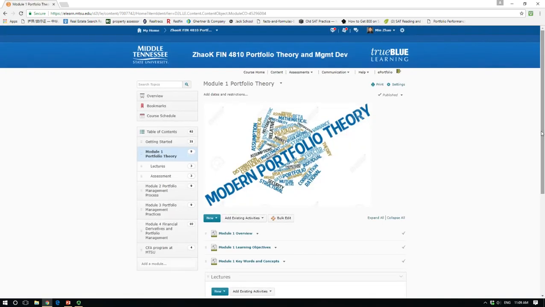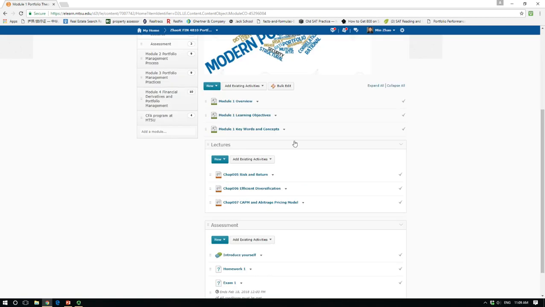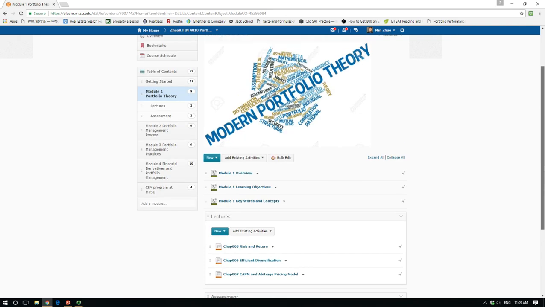Okay, this module is about portfolio theory, and for the entire course we have 4 modules to go through, and I would say that the first module is the most challenging one because of its quantitative nature. But I will make things as easy as possible, and we have 3 chapters to cover. As you see, we have chapter 5, risk and return, chapter 6, efficient diversification, and chapter 7, capital asset pricing model and arbitrage pricing model. And all 3 chapters serve the goal of discussing the nature of modern portfolio theory.